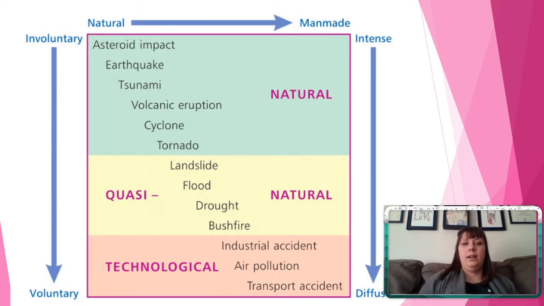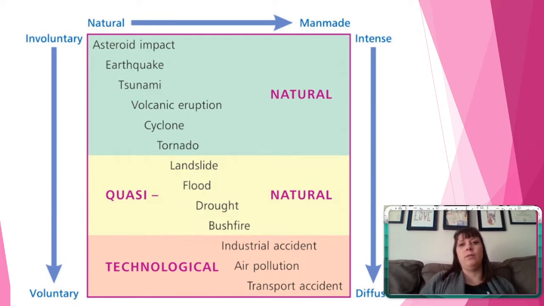Here's kind of a graph, right, a visual. So we have natural versus man-made. Right, natural disasters could be like asteroid impacts, earthquakes, tsunamis, volcanic eruptions, cyclones, tornadoes. This quasi-natural means like sometimes it's natural, but sometimes humans have like part of it too. So for example, the landslide, well, why did the landslide happen, right? Sometimes it's natural, sometimes it's because humans have done something that can trigger a landslide. Floods, same thing. Drought, same thing, right?